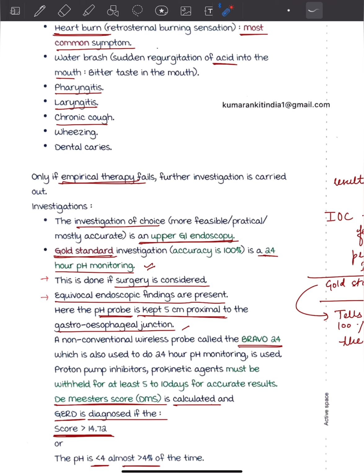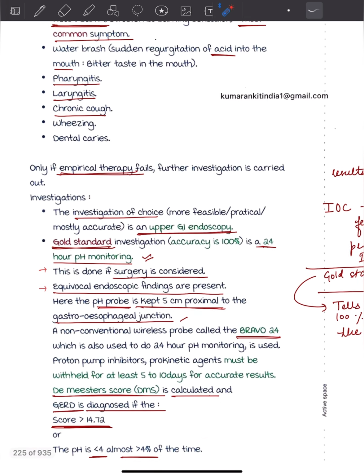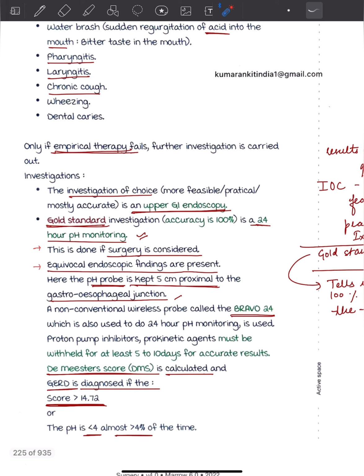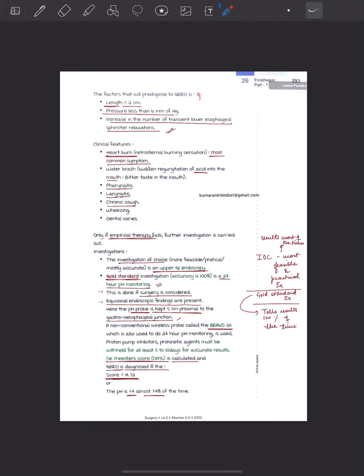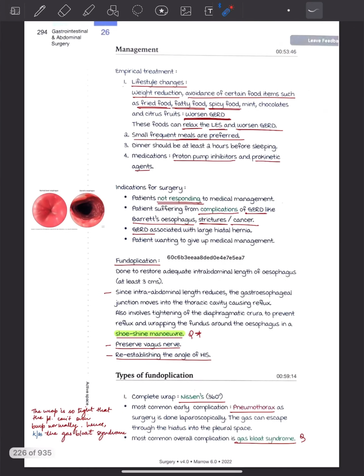Okay. Now DeMeester score is calculated and GERD is diagnosed with the help of this score. If the score is more than 14.72, then GERD is diagnosed. Or if the pH is less than 4 for more than 4% of the time, then we can say that the patient is diagnosed with GERD. Now how will we manage the disease.